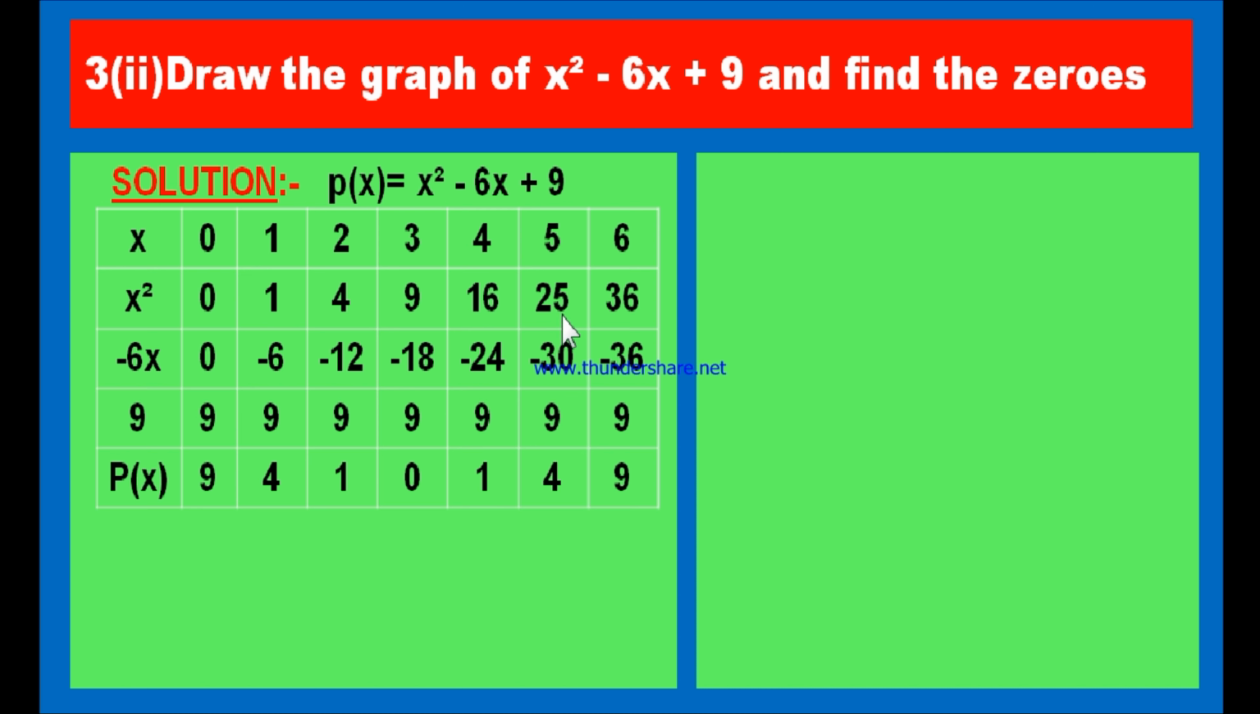x square, 5 square is 25. Minus 6 into 5, minus 6 times 5 is minus 30. Plus 9. 25 plus 9 is 34. 34 minus 30 is 4.